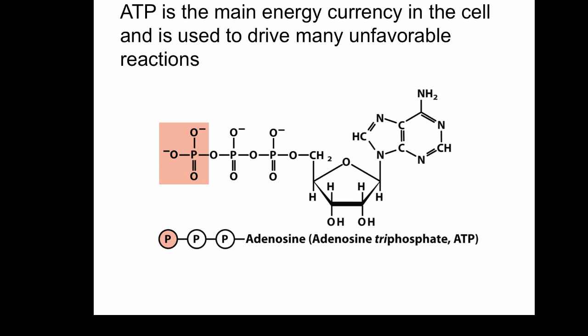Arguably, the most important molecule in biochemistry is adenosine triphosphate, or ATP. ATP is the energy currency in the cell and is used to drive many unfavorable reactions forward. This is because stored energy is released upon its hydrolysis.